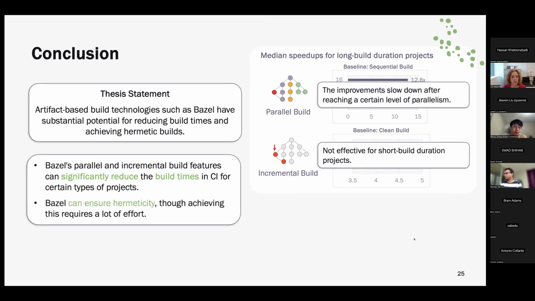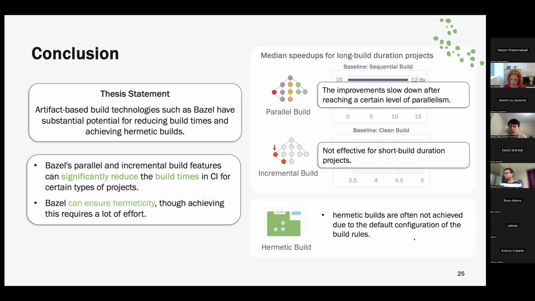We also found Bazel can ensure hermeticity. However, achieving this requires a lot of effort, as non-hermetic builds are often caused by the default configuration of build rules. To make the build process hermetic, we need to modify these default configurations, introducing extra maintenance costs. Given Bazel's already very high maintenance costs, modifying this default configuration can introduce even more maintenance costs.